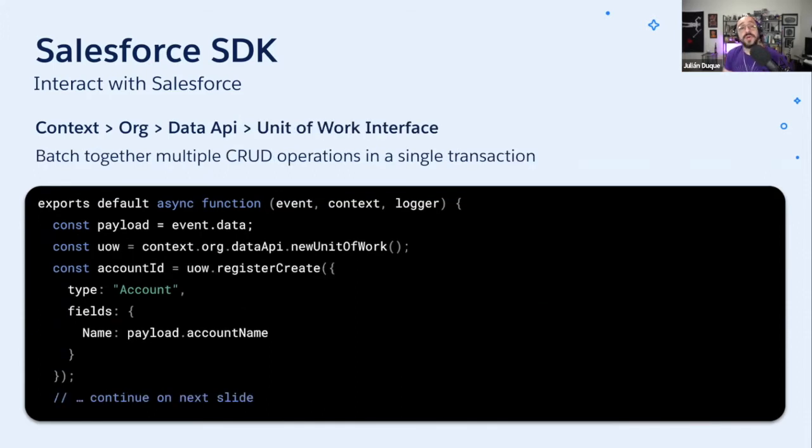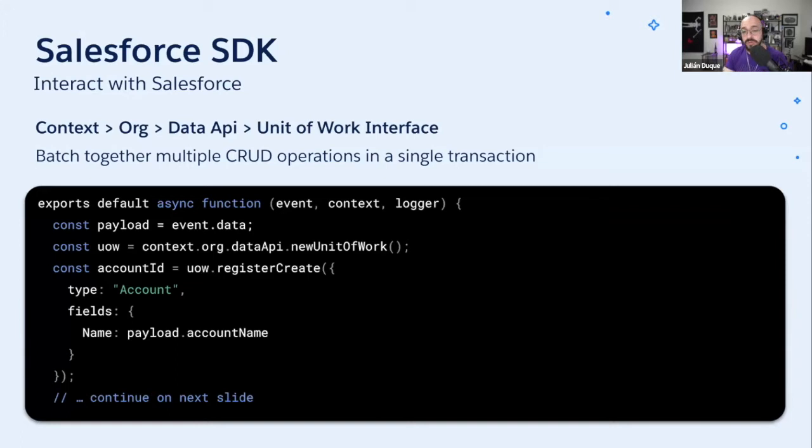And now let me show you the unit of work. So with the unit of work, I can pretty much have multiple operations and have relationships between those operations, and at the end commit all of those operations as a single transaction. If any of those steps fail, the transaction is going to be rolled back. Internally, this is using the Composite Graph API. So if you are familiar with the Composite Graph API, this is just an interface on top of that, and it's going to be more easy to use.